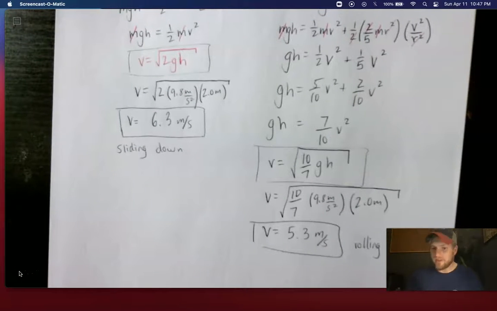So that's it. That was 3 examples using different ways of looking at rotational kinetic energy.